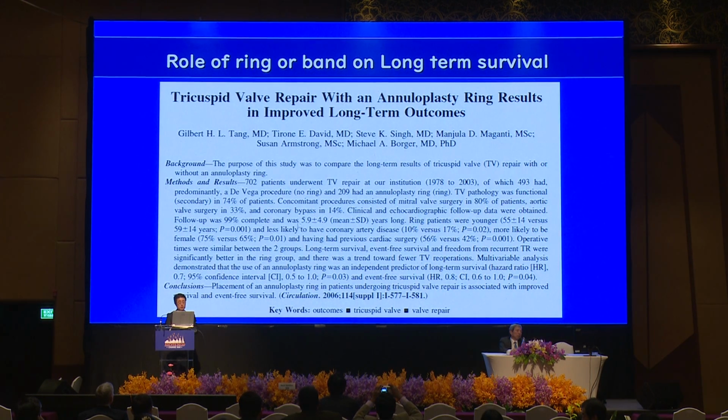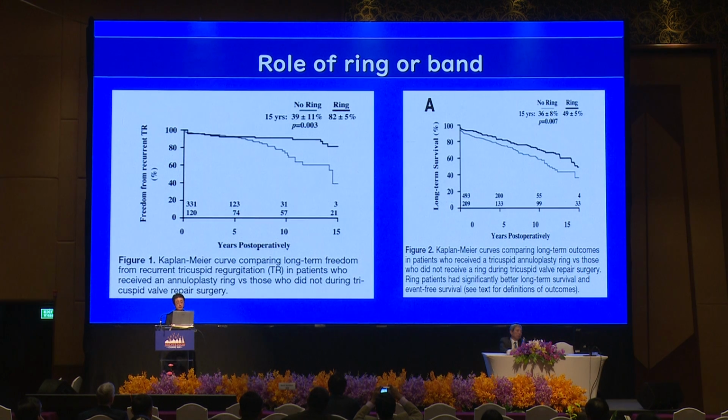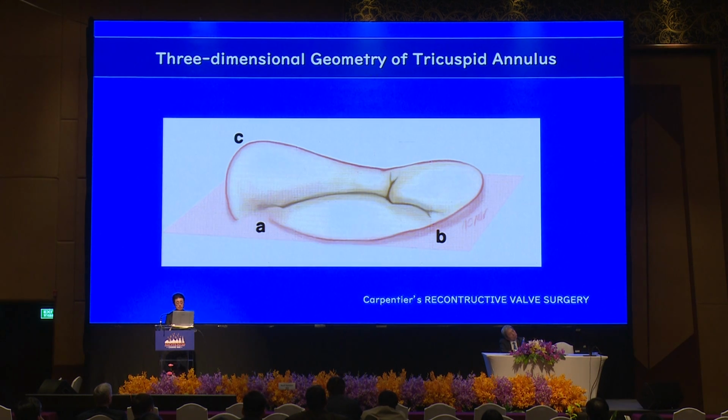The same result was supported by Dr. Tirone David's group with much longer follow-up. They showed that ring annuloplasty is superior to suture repair in terms of prevention of recurrent TR and even improved survival. In 2006, the Cleveland group showed the normal tricuspid valve shape is three-dimensional.